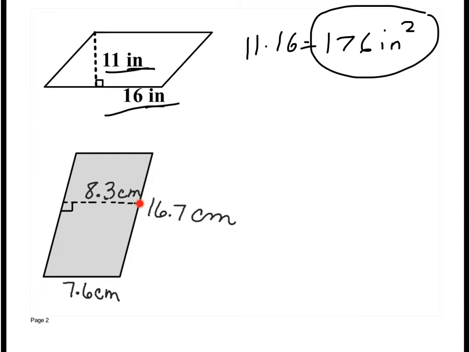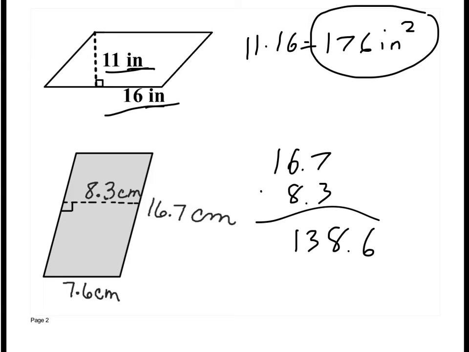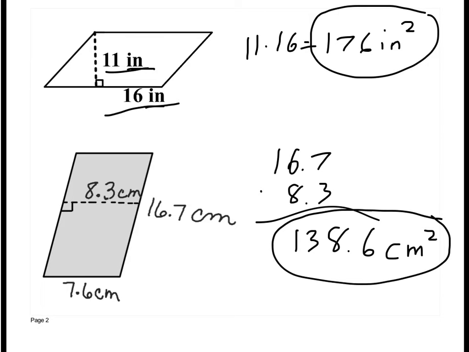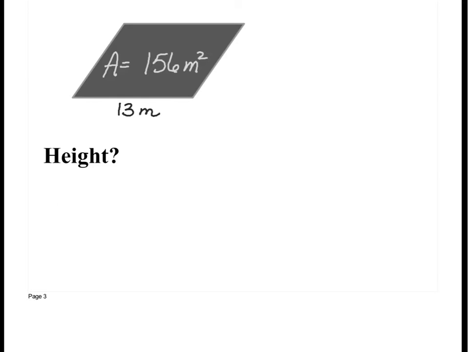Now here, you have to decide which one's your base, which one's your height, and which one I do not need. Now the base and height always touch a right angle. That would be these two. So I take 16.7 times 8.3. You get 138.61, which will probably say round it to the tenth. So 138.6. And this is centimeters squared because it's centimeters times centimeters. It's two-dimensional, so you've got to have a square unit. Any questions?